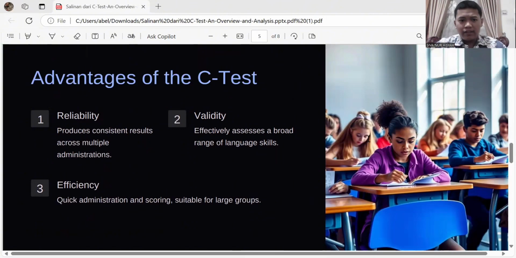Advantages of the C-test. The first is reliability: it produces consistent results across multiple administrations. Second is validity: it effectively assesses a broad range of language skills. And the third is efficiency: quick administration and scoring, suitable for large groups.